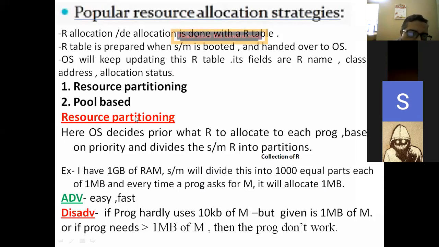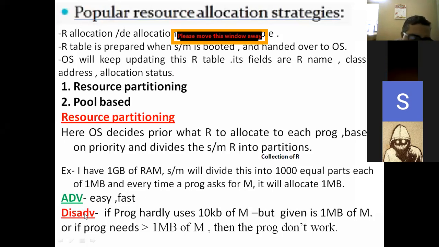This is the best example for resource partitioning, where we have divided the 1 GB of memory into so many parts, each part of 1 MB size, and the OS will allocate this 1 MB of memory to the process that is requesting memory. The advantage of this resource partitioning is that it is easy to implement and much faster, because the main operation involved is just to divide this 1 GB of RAM into 1000 equal parts. Hence the partitioning is easy, as well as the allocation is fast.